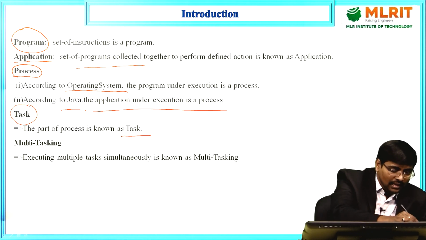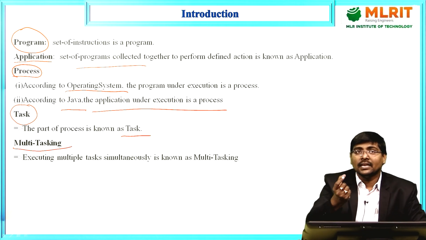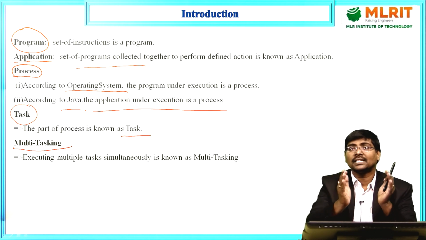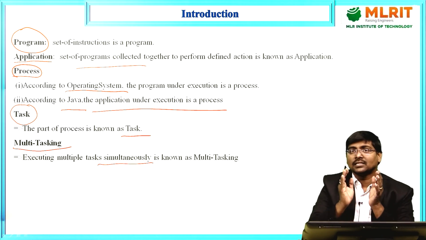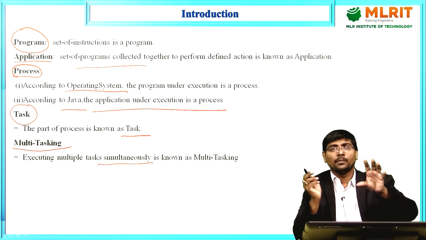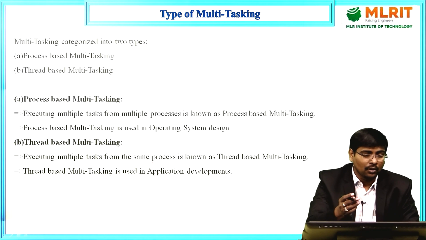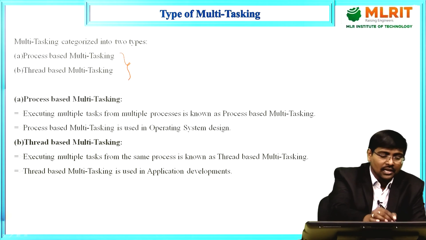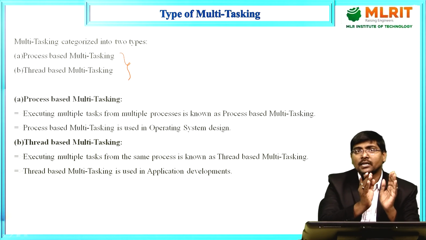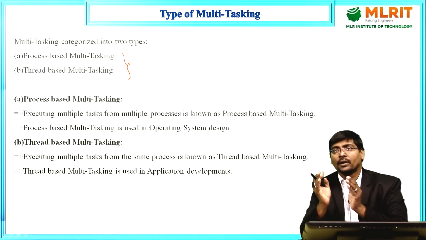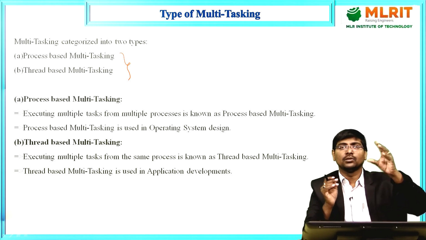Now finally, multitasking. Multitasking means executing multiple tasks at a time. At a time in the sense, simultaneously. That is called multitasking. Suppose a person does more than one thing at a time, that is called multitasking. Now, coming to the point, this multitasking is divided into two types. One is process-based multitasking. The second one is thread-based multitasking. Anyway, multitasking is executing multiple tasks simultaneously.